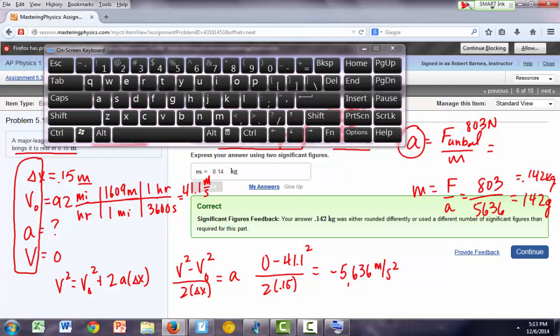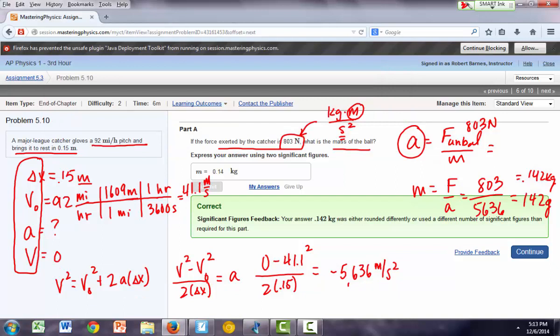All right, so that's a typical problem that combines kinematics and Newton's second law, which is F equals ma, or a equals F over m. Let's go to a new one.